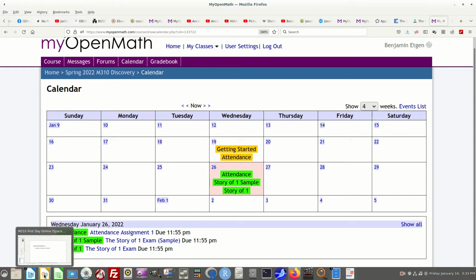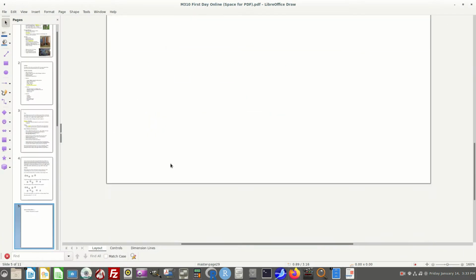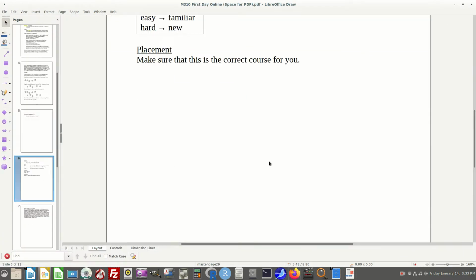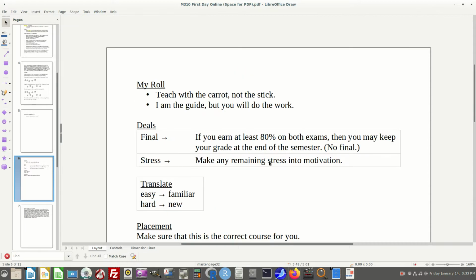Okay, let's go and look some more at our first day notes. So the next thing that I want to do is kind of how I conceive of teaching. I teach with the carrot, with incentives, and not with the stick. I'm sure you can tell that I am passionate about teaching and about mathematics. I'm the guide, but you will do the work. I say this in all of my classes. I think it's a good way to think of a class. We're going on a hike. I've chosen a way through, but you'll carry your bag, you'll do the work.